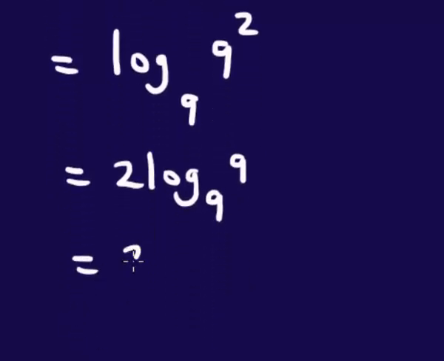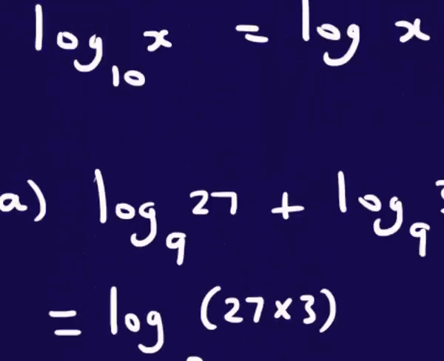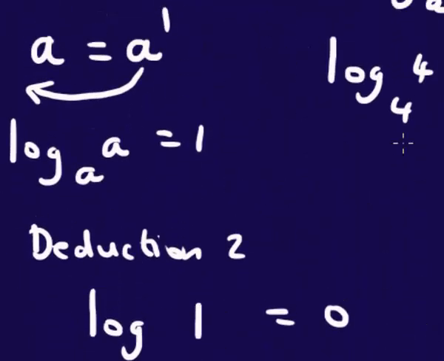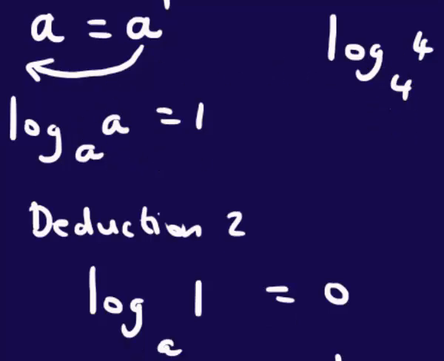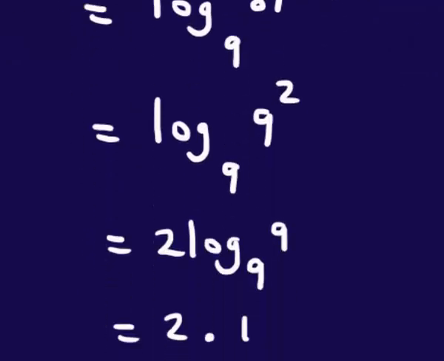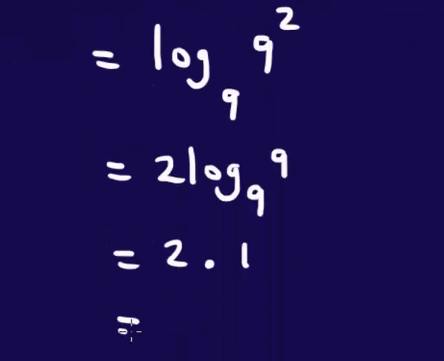Now come on, what is log 9 to base 9? It is 1. That's one of our deductions. Log A to base A is 1. And there we go, so this comes to an answer of 2. This is just some basic laws of logs. I wouldn't get too stressed with them, but they might be worthwhile knowing at times. Have a look at another one quickly.